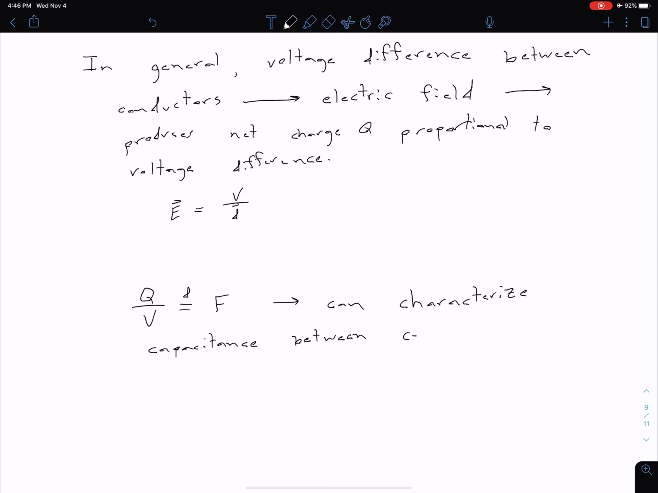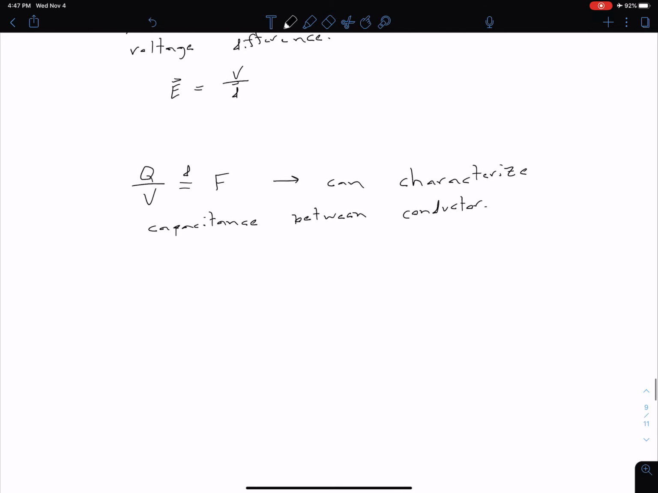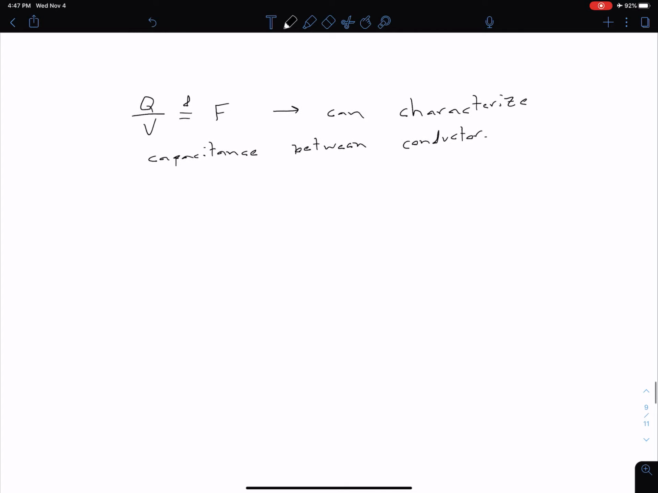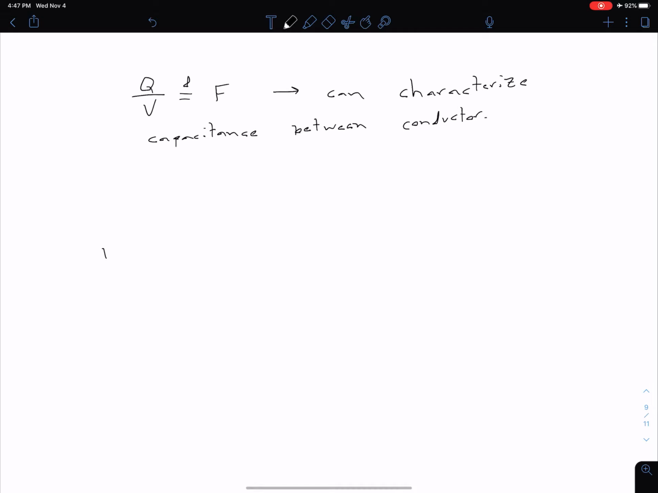And keep in mind, this isn't a discrete capacitor that's in the circuit. This is two adjacent traces or wires or conductors that are interacting via an electric field, such that we can characterize that interaction with a capacitor. So when we have some measurable change in charge, that's when we can actually characterize this with a mutual capacitance.